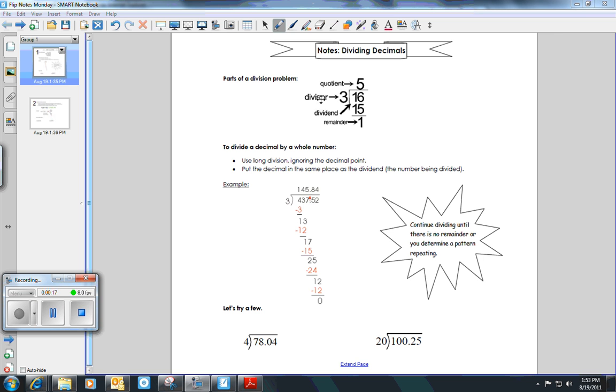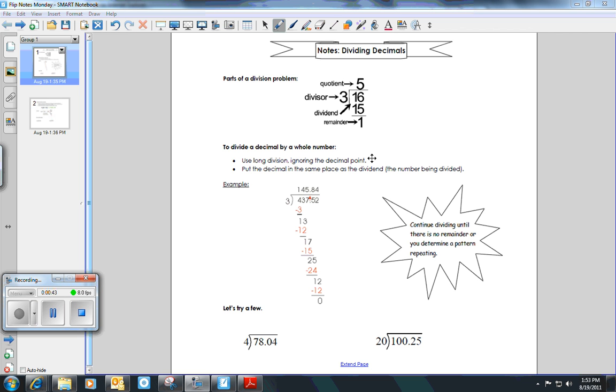All right, remember, the divisor is the number you're dividing by. The dividend is the number on the inside of the house, like people like to call that, inside of the house, outside of the house. The dividend is inside the division symbol. The quotient is the answer. The remainder is the number that's left.